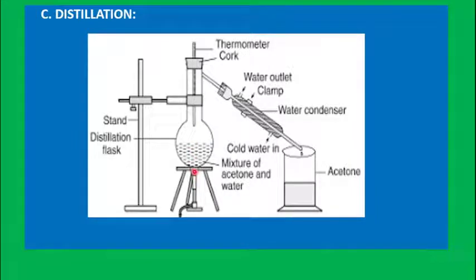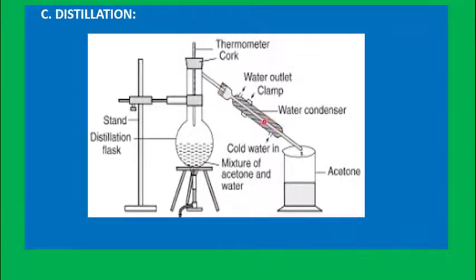Now take the mixture of acetone and water in the distillation flask, fix the thermometer and start heating the mixture slowly. When you start heating the mixture slowly, after some time you can see the vapors of one of the components rising up, and then observe the temperature. You can see the temperature goes on rising, and at about 56 degrees Celsius you can see more vapors being evolved, and you know the approximate boiling point of acetone is 56 degrees Celsius.